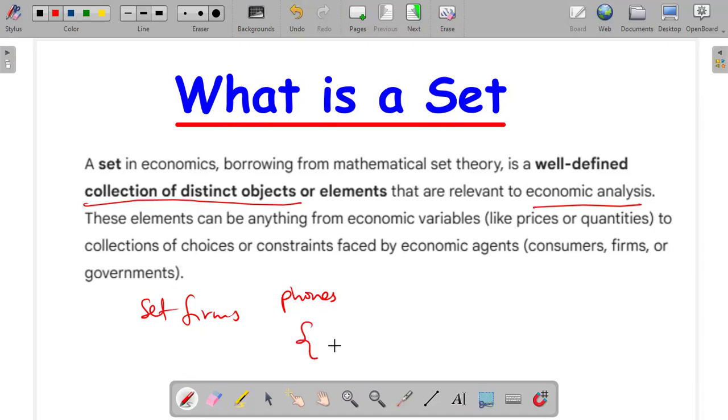So now what could be in this set? What would be those firms that are producing phones? Anyone to list any that they may know?